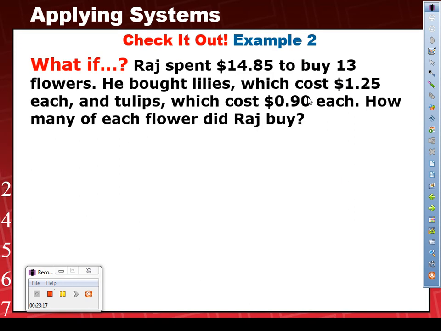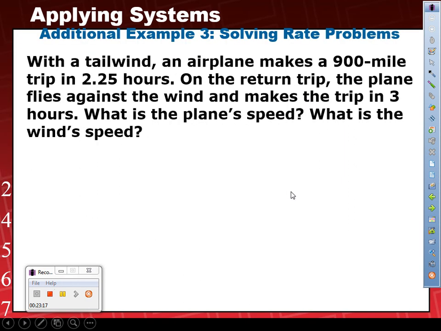Copy this next one down, please. Example number 3. It says, with a tailwind, an airplane makes a 900-mile trip in 2.25 hours. On the return trip, the plane flies against the wind and makes the trip in 3 hours. What is the plane's speed? What is the wind speed? Copy that, please.